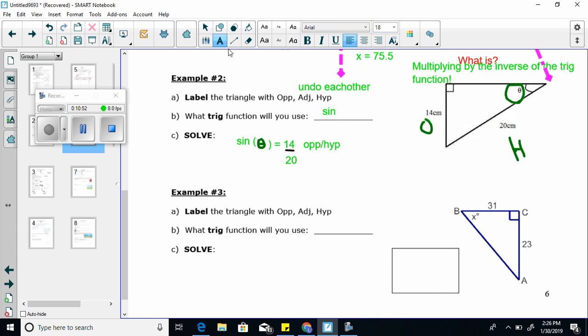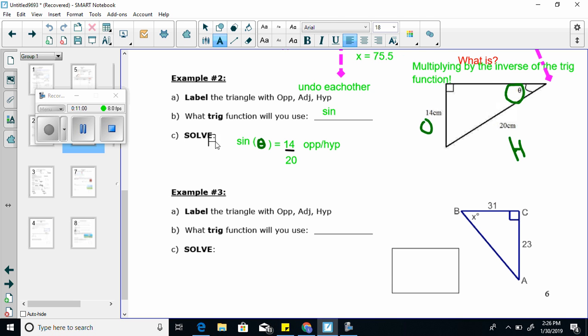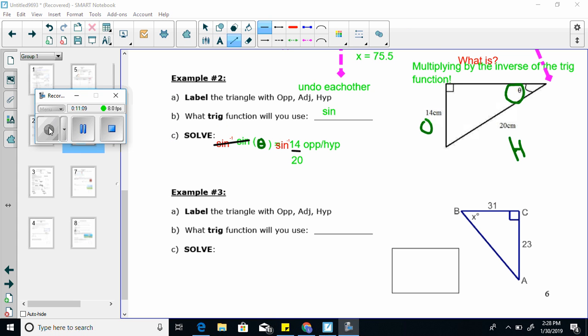I'm not going to cross multiply here. What am I going to do? Inverse my sine to get theta by itself. I'm trying to find the angle, right? So I want to get that by itself. So what am I going to do? I'm going to do the inverse, and what I do to one side, I got to do to both sides. So when I do that, I have inverse sine of 14 over 20.